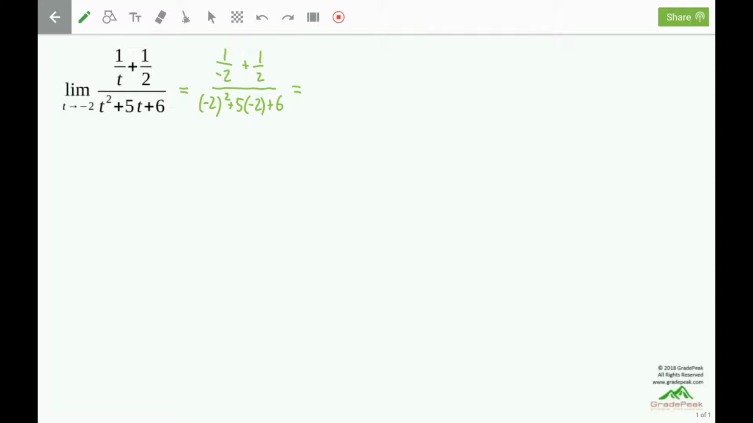In the numerator, negative 1 over 2 plus 1 over 2 is a 0. In the denominator, negative 2 squared is a positive 4. 5 times negative 2 is a negative 10, plus 6. The numerator is a 0. The denominator, 4 minus 10, is a negative 6 plus a 6, is also a 0. We have the 0 over 0 indeterminate form.